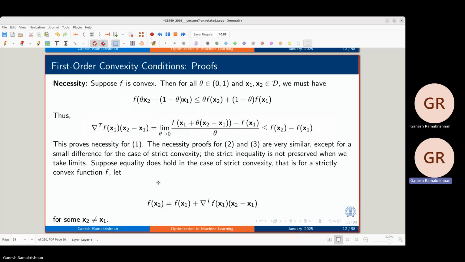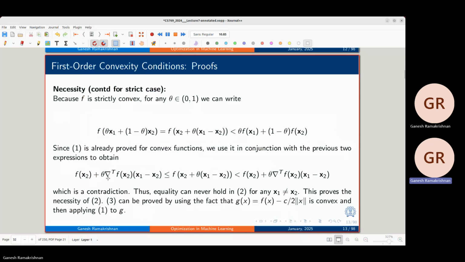Suppose equality does hold in the case of strict convexity. Let's say for some points x2 and x1, there is a strict inequality. How do you show that there must be a strict inequality? By presenting a contradiction. So suppose there was an equality for x1 and x2, where x2 should not be the same as x1. Then what would happen? It would result in the original inequality itself getting violated. Is that clear? The rest is again hard work, right?